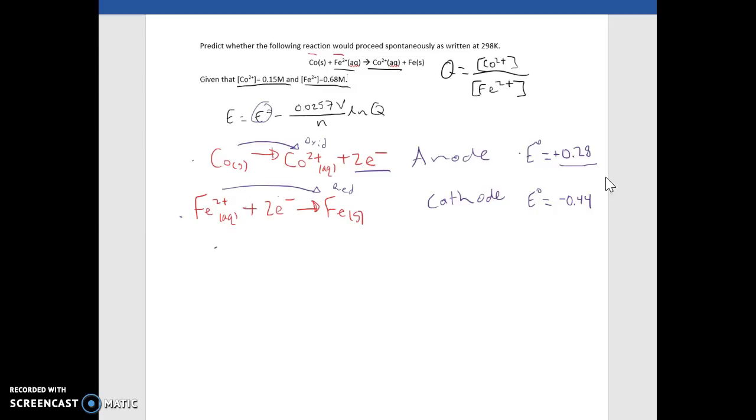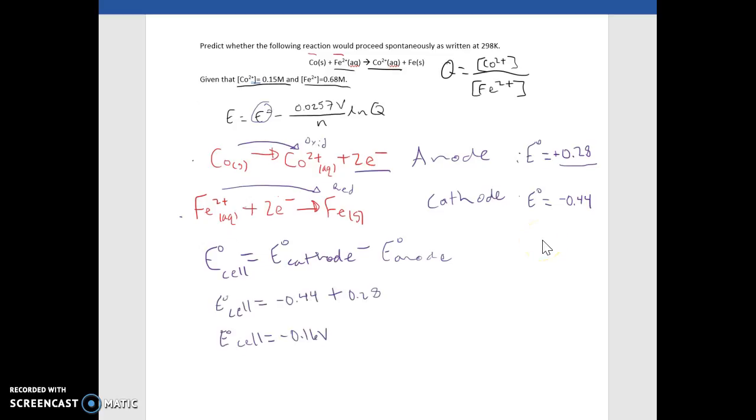Our standard EMF of the cell is equal to the standard reduction potential of the cathode minus the standard reduction potential of the anode. We have both up here, so all we have to do is plug them in. After we've plugged them in, we find that our standard EMF is equal to negative 0.016 volts. And now we're going to use that number and plug it into our overall Nernst equation.